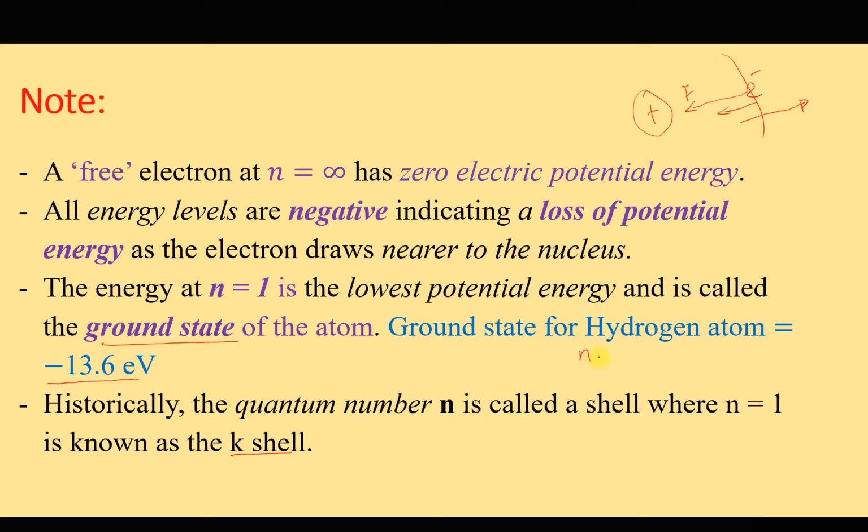at infinity, where n is equal to infinity, the electric potential energy is 0, and at n equals 1, which is the ground state, the electric potential energy is negative 13.6 electron volts. This means that to make an electron leave the nucleus, to move to infinity, or to be completely free from the nuclear force of attraction, it needs an energy which is the difference between those two values, which is 0 minus negative 13.6 electron volts, which is 13.6 electron volts.